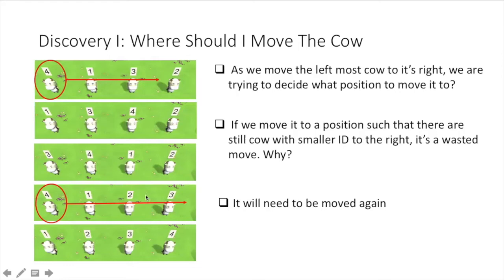So you need to move again. From this we come to a discovery that when we move the leftmost cow, we always try to move it to the right of all the elements that are smaller than it, or put the other way, you move it to a position such that all the elements to the right are bigger than it. Otherwise, it's a wasted move. So that's the first discovery.